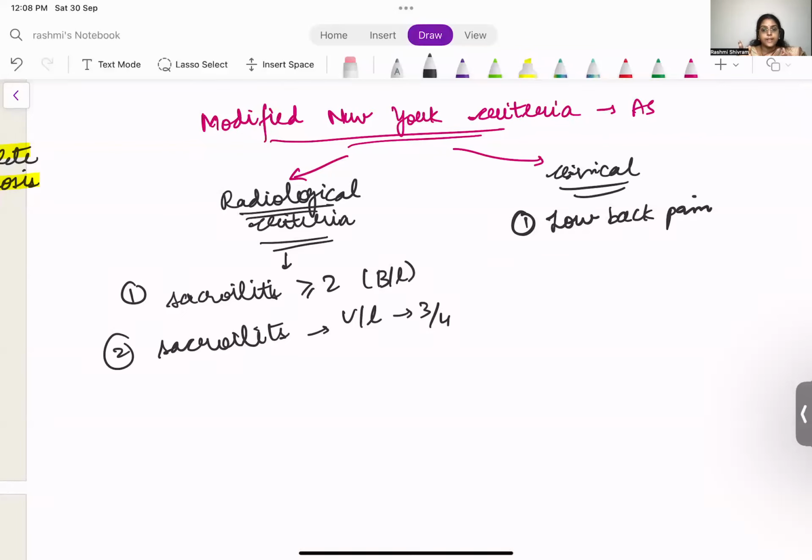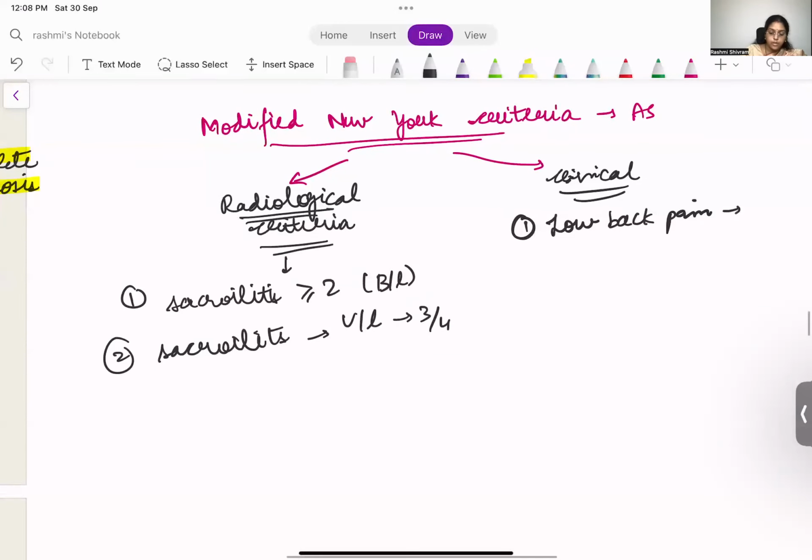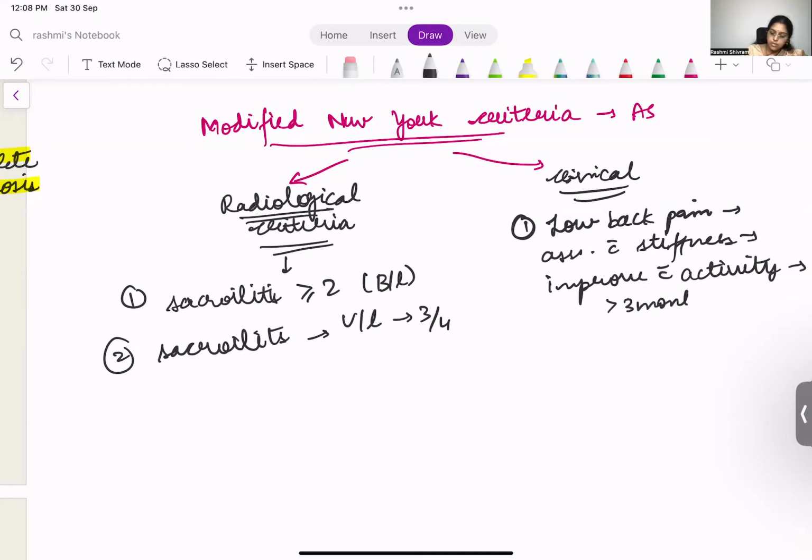The next one is alternating buttock pain can be there. You will have morning stiffness more than 30 minutes. Nocturnal pain can be there. All these are important attributes with low back pain, right? This low back pain should be chronic, associated with stiffness. Then it should improve with activity. And it should be more than 3 months. These are important attributes and come under the clinical criteria.